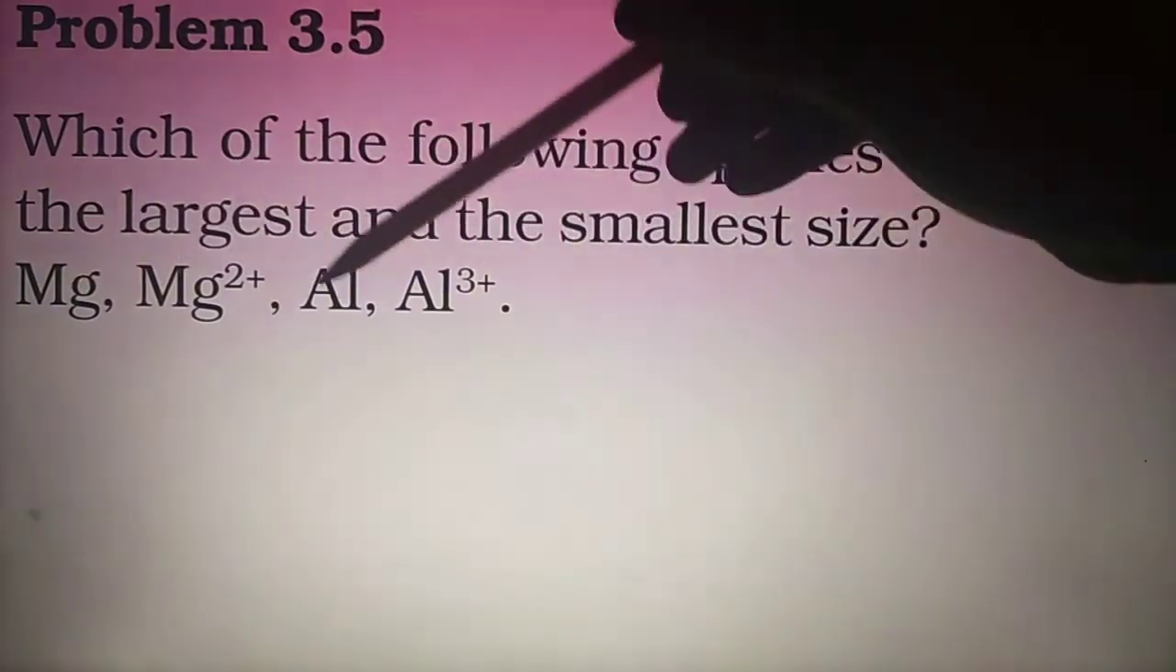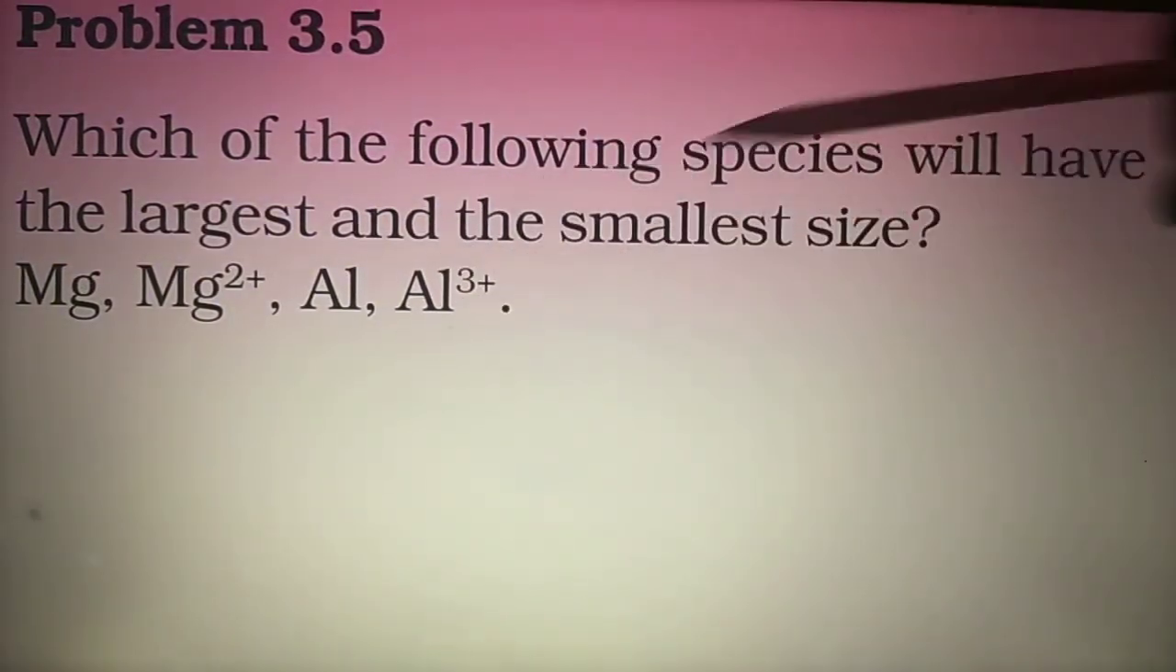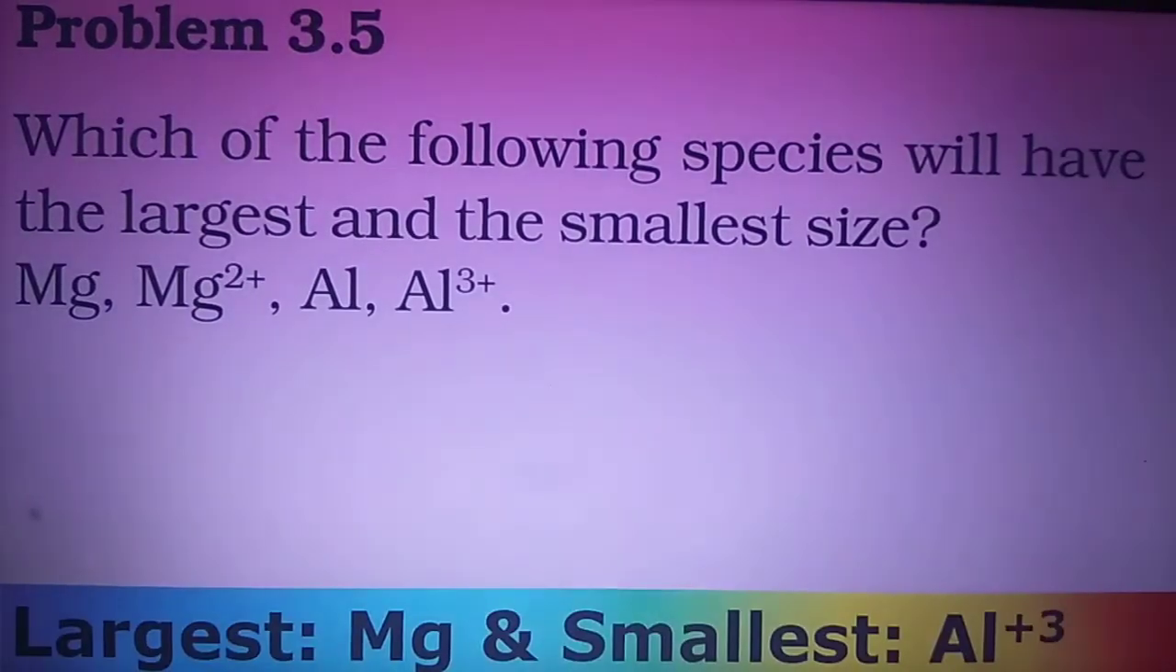Why? Because from magnesium to aluminium the size will decrease, and now it is 3 plus, so it will be further decreased, right? So this is the answer. All right.